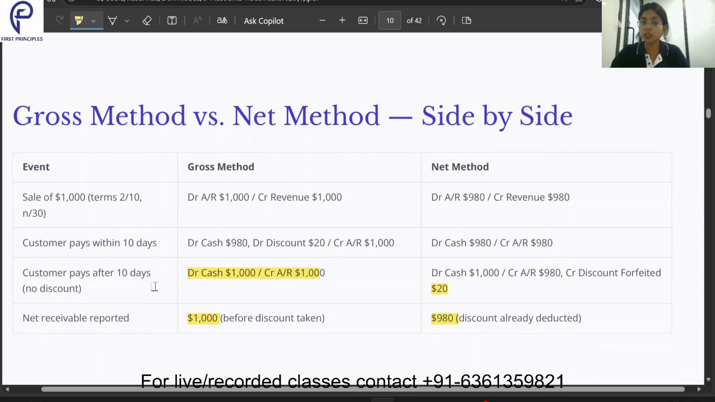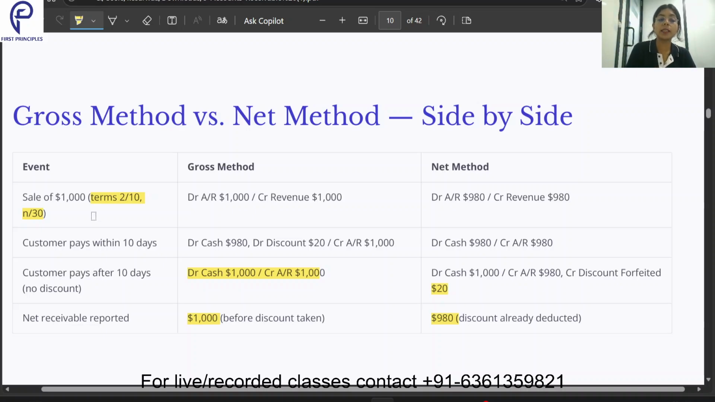Here we have the gross method and the net method side by side. With the help of this example, it will be very easy for us to understand. This 2/10 and net 30 we have used in this entire PPT, but that doesn't mean the same figures will be there in the examination. In the exam, the figures could be different. Obviously it will be different. It's not going to be the same 2/10 and 30.